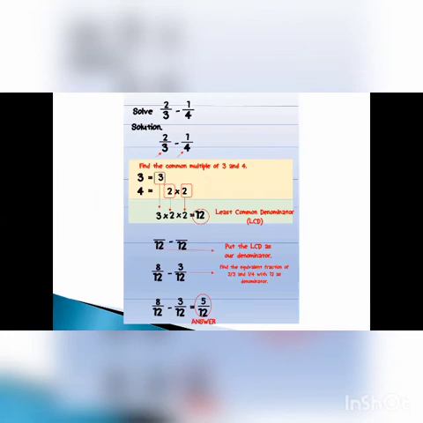Let's see one more example. 2 by 3 minus 1 by 4. Here, we will first find the common multiple of 3 and 4 because the denominators are different. 3 is 3 and 4 is 2 into 2. So we will multiply 3 into 2 into 2, that is 12. This is called the LCD or least common denominator. As the denominators are the same, we put 12 as the denominator, and 8 minus 3 will become 5. So the answer will be 5 by 12.